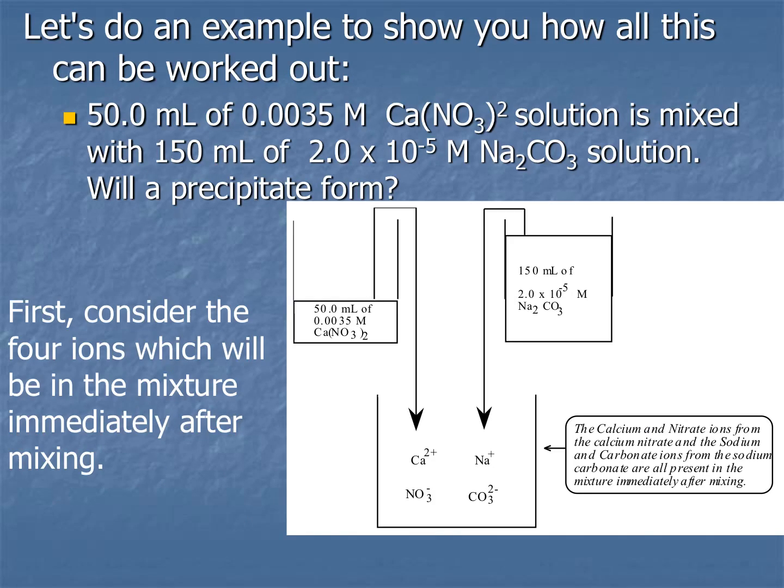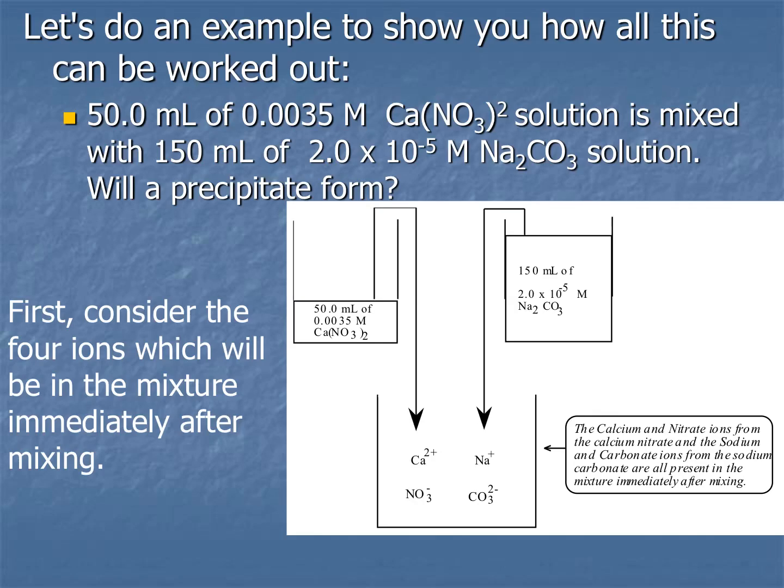If I have 50 milliliters of 0.0035 molar calcium nitrate, and I mix that with 150 milliliters of 2.0 times 10 to the negative fifth molar sodium carbonate, will a precipitate form?